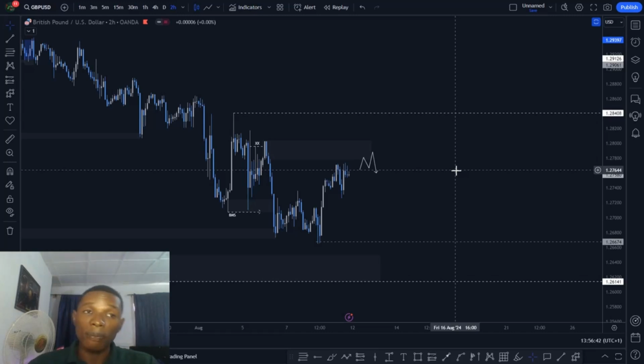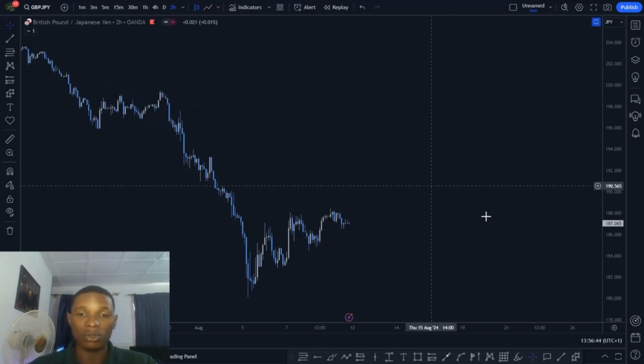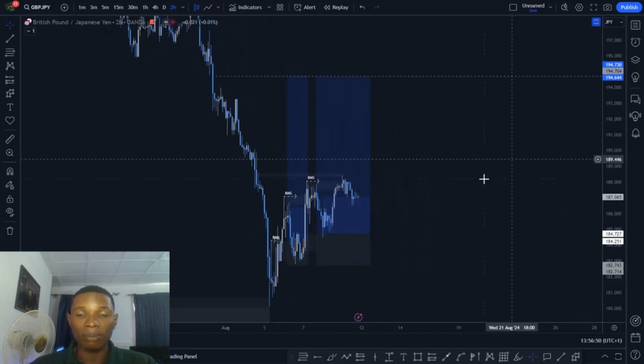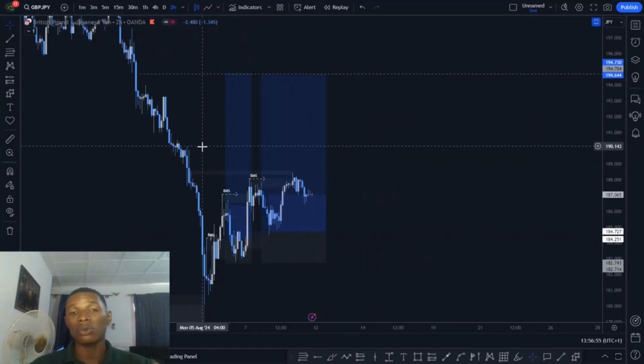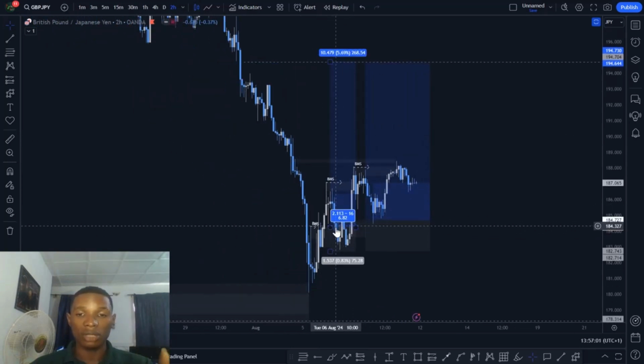I have GBP JPY also, but I'm already on the buy since last week. So if you are to participate on this particular pair right here, it's more like adding position. We took our first buy right here, which I also called to my team. I was not the only one that participated on this trade. My team and I also participated on this particular trade right here, and all of us made money off it.